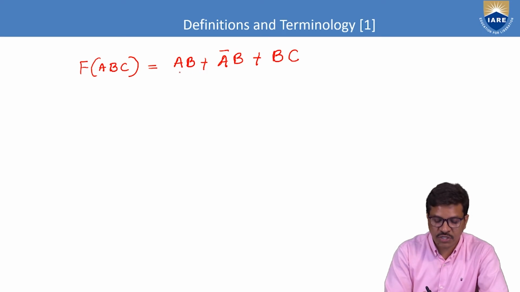So this Boolean function, this is one term, this is another term, this is the third term. These three terms are combined together with the OR operation. A and B, the two variables, are multiplied together with the AND operation. So this is basically called a Boolean function.